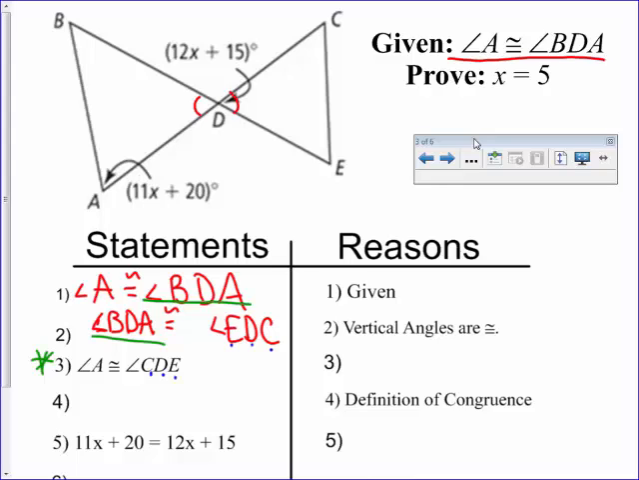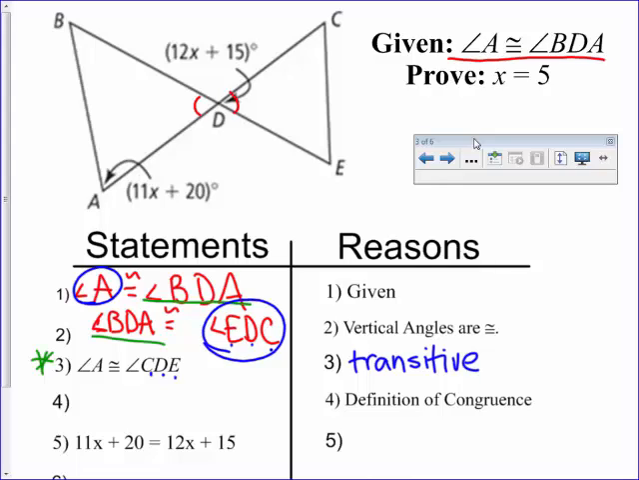They're representing the same angle. Remember, there are different ways to name each angle. So we have angle A is congruent to angle EDC, or as we wrote it here, CDE, because of the transitive property.